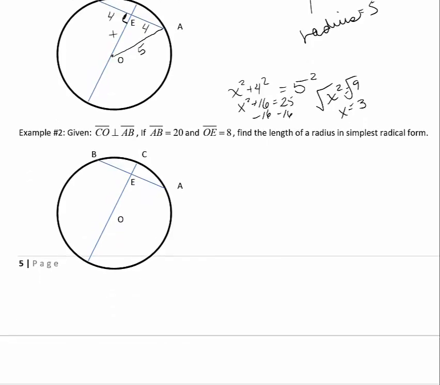And let's try another one. If these two are perpendicular, and this is a diameter, then it's going to cut this into two equal pieces. AB is 20, so I would label it 10 and 10. And O to E is 8. Find the length of a radius. Again, draw in a radius. Now you've got your a squared and your b squared and c squared. The radius here is across from the 90-degree angle, so that's the one we're looking to find.